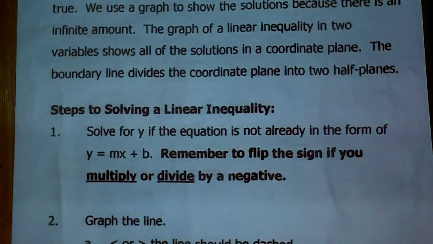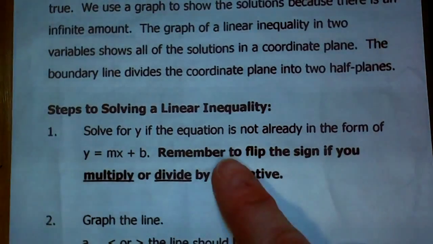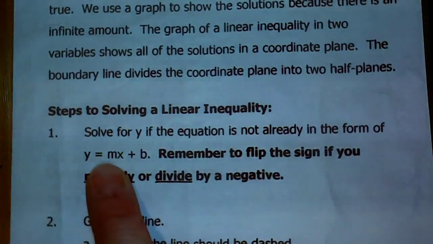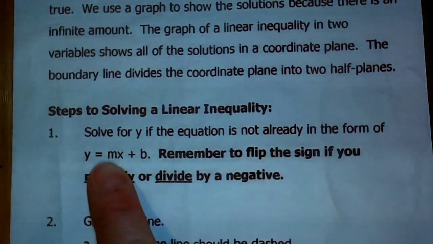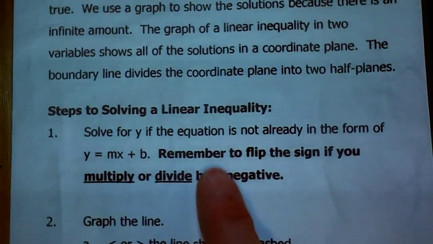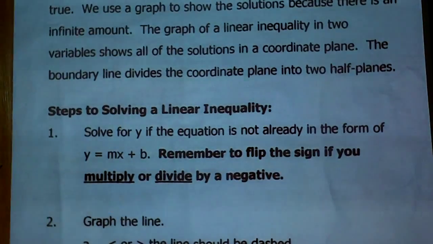How do we solve a linear inequality? Well, step 1, you solve the equation for y if it's not already in the form of y equals mx plus b, just like you did before. Except instead of an equal sign, you're going to have an inequality sign. So just solve for y. Get y by itself so it's in the form of y equals mx plus b. Remember to flip the sign if you end up multiplying or dividing by a negative to solve your inequality.